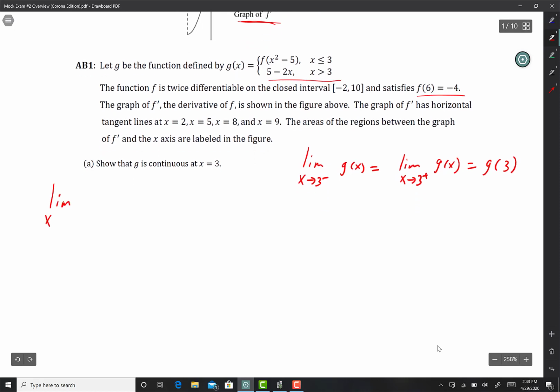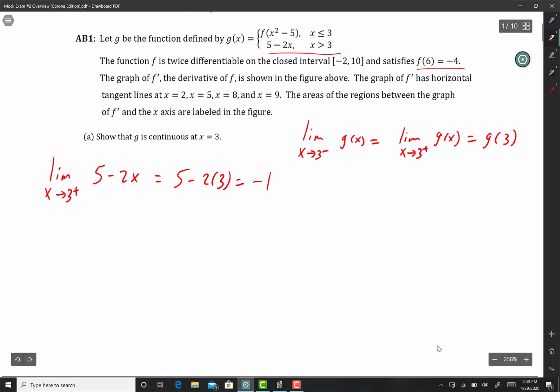Limit as x approaches 3 from the right-hand side of the expression 5 minus 2x. That I can just do direct substitution. 5 minus 2 times 3, that's a 6 there. 5 minus 6 is negative 1. No need for a calculator there. Alright, so now I'm going to do the left-hand side.